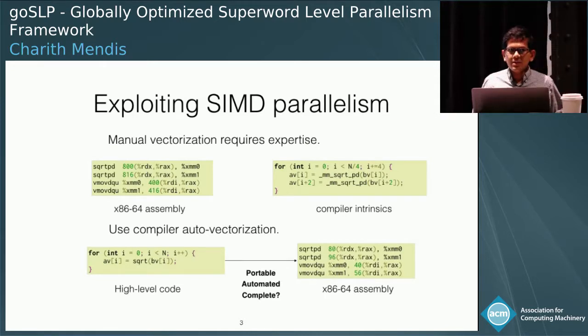Programmers can exploit SIMD parallelism in mainly two ways. They could either code using vector assembly instructions or use compiler intrinsics. However, this is cumbersome and requires a lot of expertise. Or they could use compiler auto-vectorization, where they can continue to code in high-level languages and let the compiler vectorize the code for you. This is automated, however, compiler auto-vectorization can be incomplete, in the sense that it may miss certain vectorization opportunities.